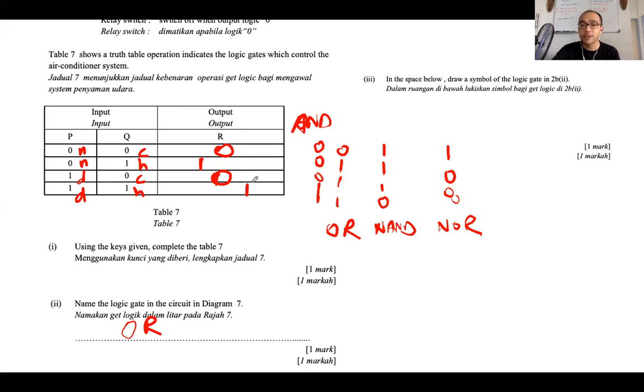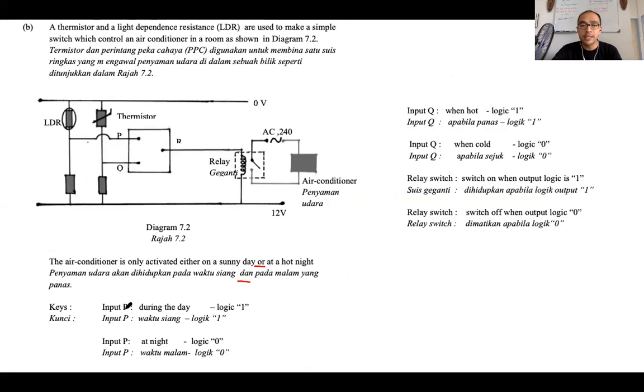So what the heck is 0, 1, 0, 1? Nobody knows what 0, 1, 0, 1. Or even if this 1 and 0 would change, 0, 0, 1, 1. Tiada dalam kamu punya syllabus. So if you were answering this in Malay, then this would be a big problem.